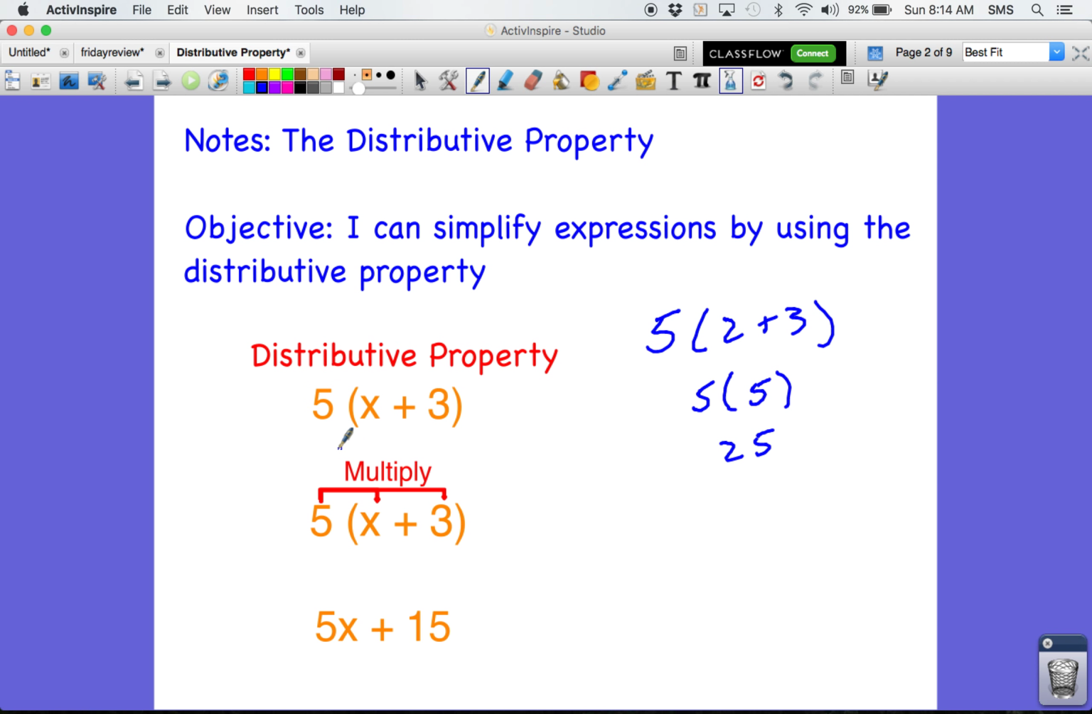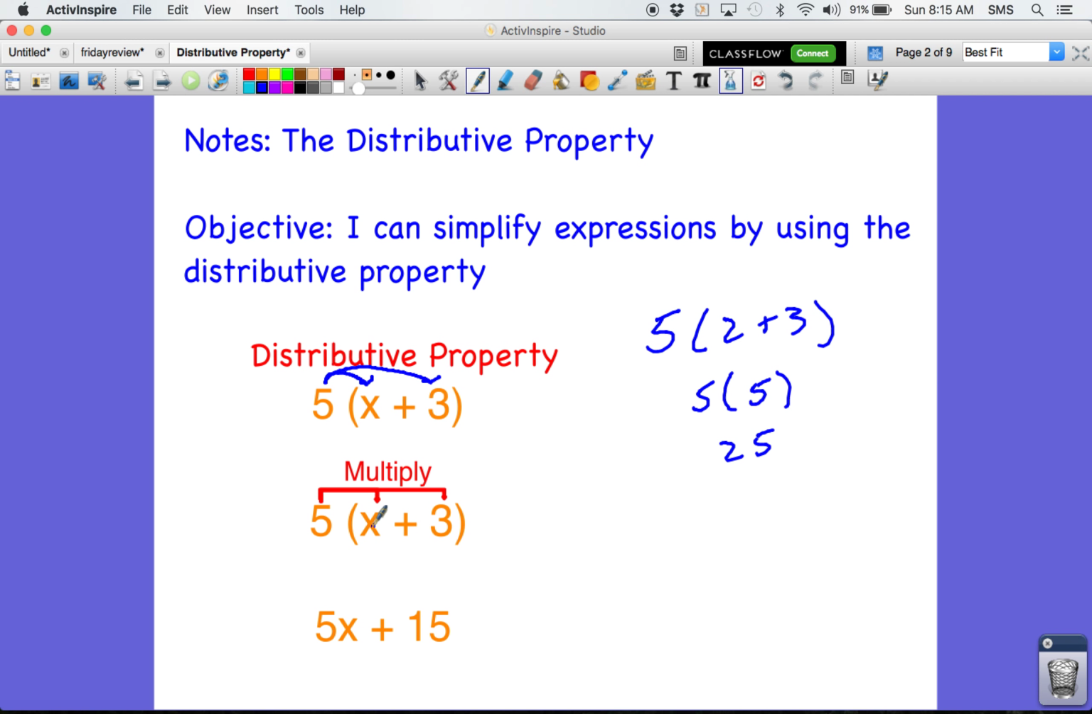But what we can do is use the distributive property to get rid of these parentheses and simplify this a little bit more. This is 5 times whatever all of x plus 3 equals. Because I can't figure out what x plus 3 equals, I can multiply by 5 before I figure out what this is. This is 5 times everything inside my parentheses. I'm taking my 5 and I'm distributing it, which is why it's called the distributive property. I'm multiplying 5 by both pieces inside the parentheses separately. So it's two different problems.